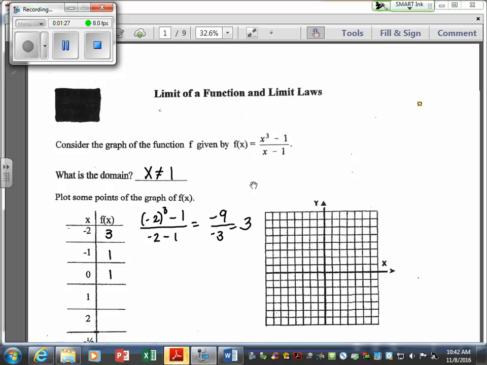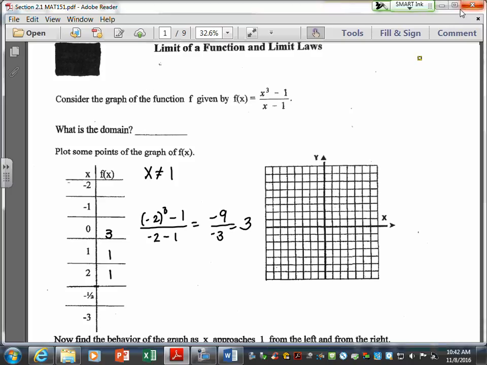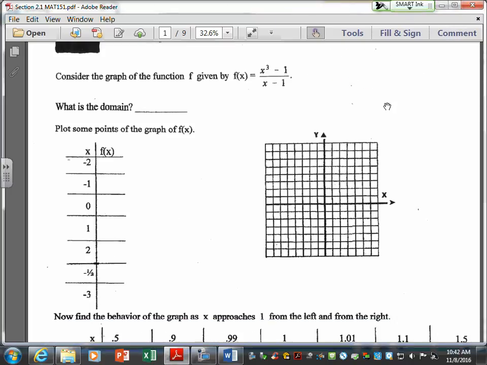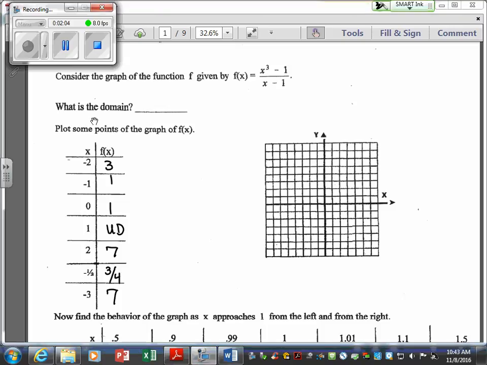Okay, just to save some time, because that's just a basic review of what we've done in pre-cal, we'll fill out this table. So I would have 3, 3, 1, 1. What happens when x is 1? What did we say? Undefined, right? Because if you have 1 minus 1, that's 0 in the denominator, so it's undefined. Then if I did -1/2, I would get 3/4, and at -3, I would get 7. So roughly, if we tried to plug those in, let me pause so I can sketch it.